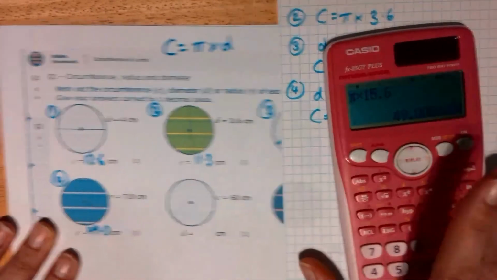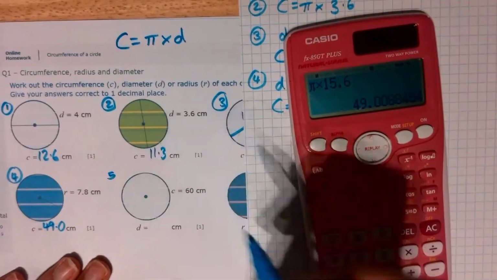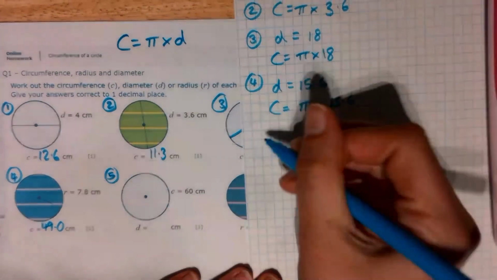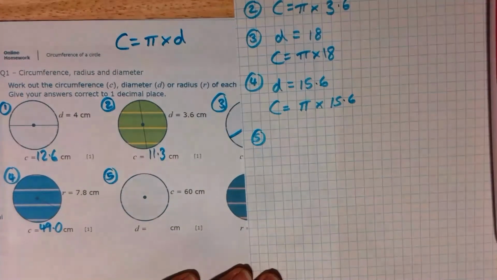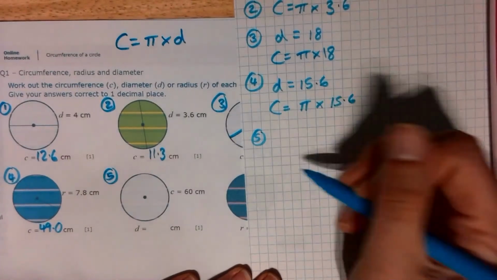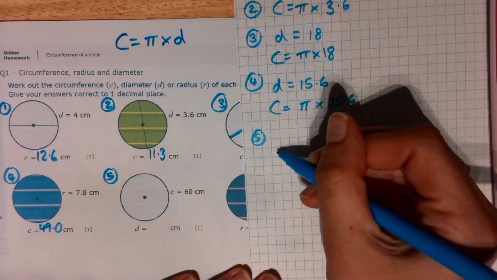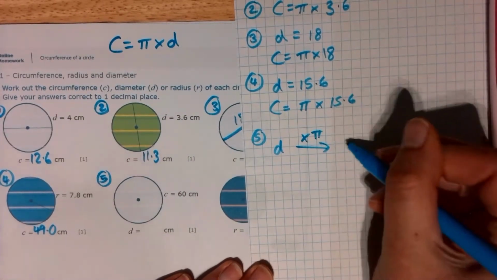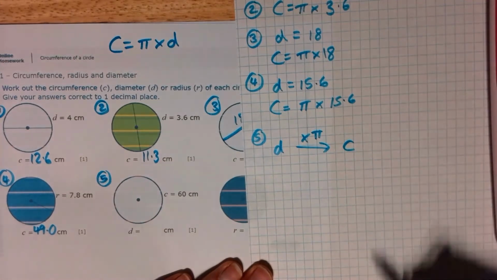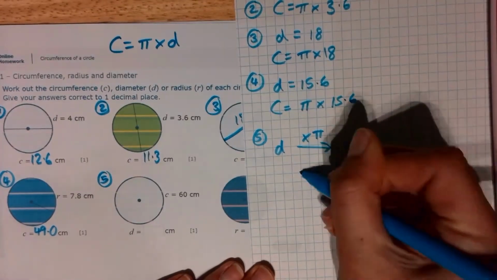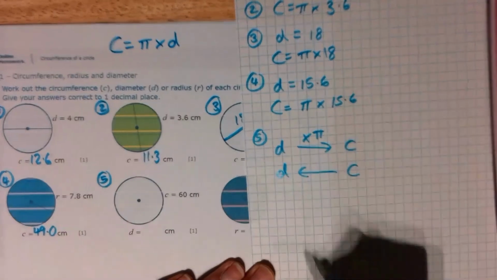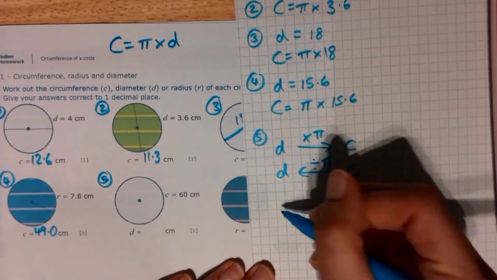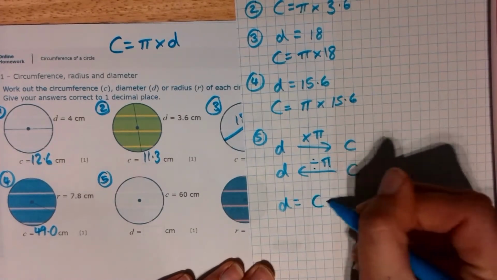Okay. Question 5. Question 5 tells us the circumference, but it wants to find the diameter. So I'm going to show you how to do this one. First of all, we're using a little flowchart. Usually we start off with the diameter. We know the diameter. What do we do to the diameter? We times it by pi, and that gives me the circumference. But if I want to go from the circumference to the diameter, I've got to do the opposite. I've got to do the inverse. The inverse of times by pi is divided by pi. So to find the diameter, I need to do the circumference divided by pi.